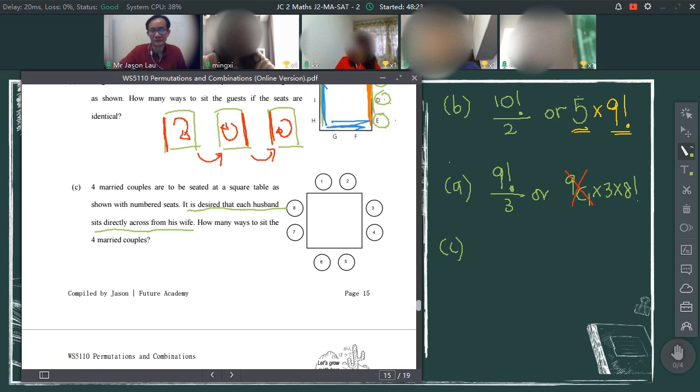When he said it sits directly across from the wife, right? Yeah, like this. It means like this. So it's not even diagonal, must be direct. You got the answer? Try your best, okay? Try to confirm your answer using some reasoning and so on.